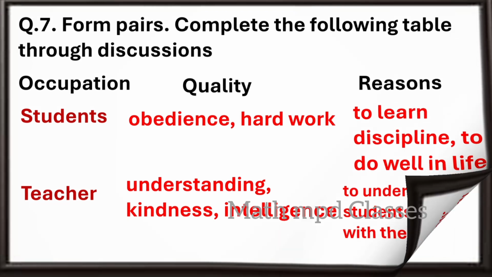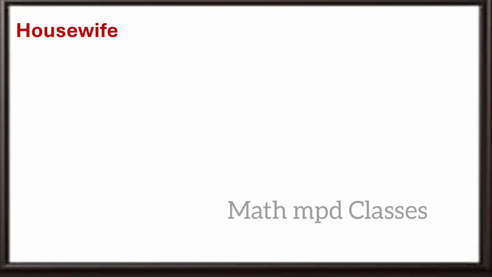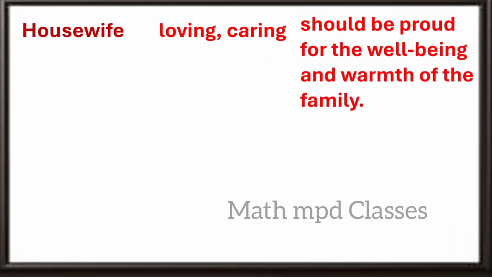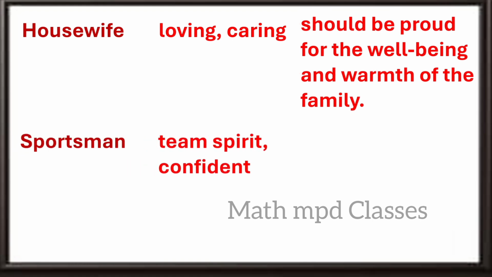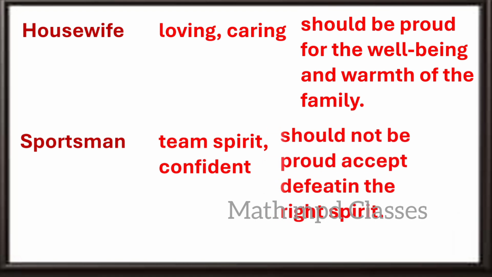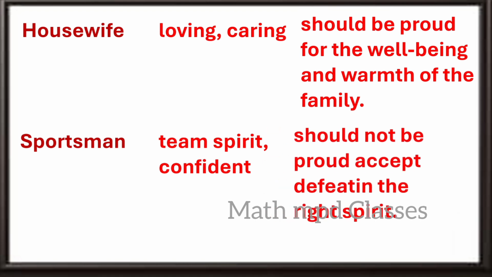Next occupation is housewife, and her quality is loving and caring. And the reason is she should be proud for the well-being and warmth of the family. Next is sportsman. His quality is team spirit and confidence. And the reason is he should not be proud, except for having the right spirit in defeat.